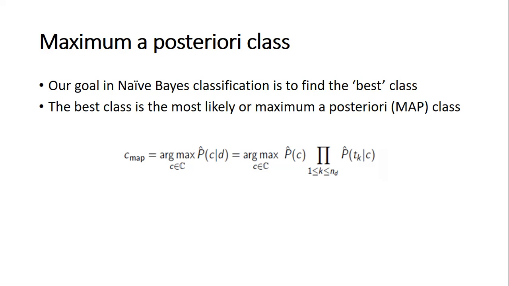Our goal in naive Bayes classification is to find the best class. The maximum a posteriori class method provides us the best class, which is most likely to be considered for the specific word. The formula is to find the probabilities for each of the classes based on the naive Bayes formula and find the maximum of all those probabilities, and the class with the highest probability would get the new word.